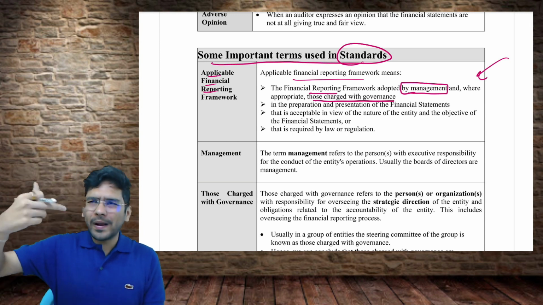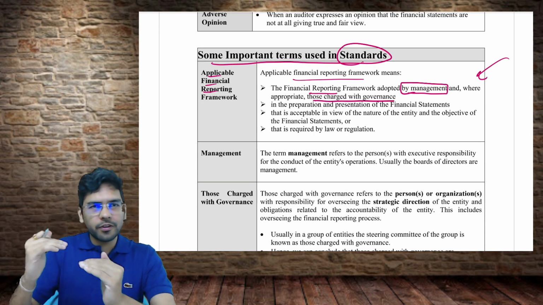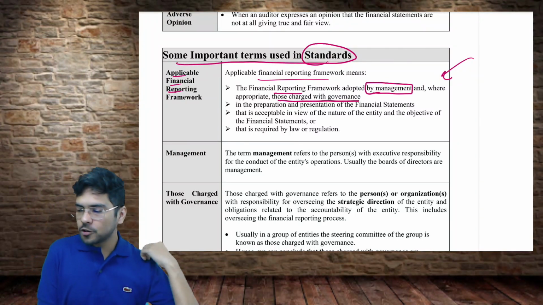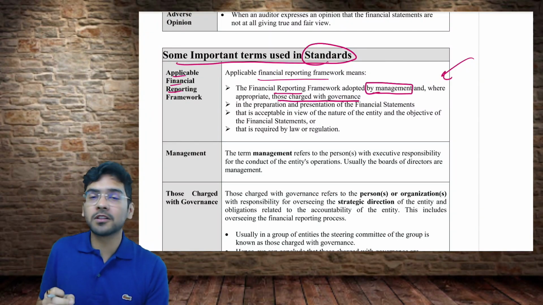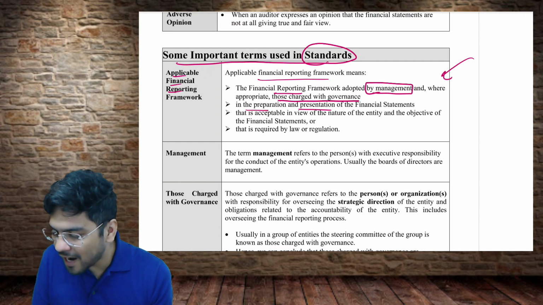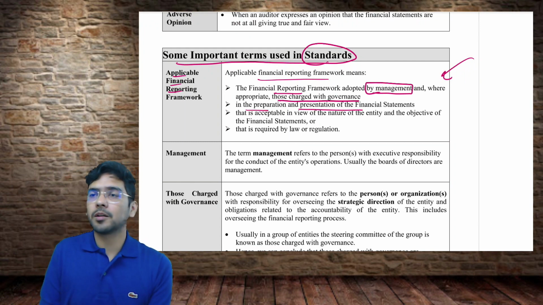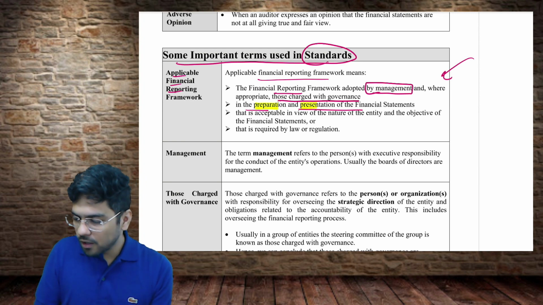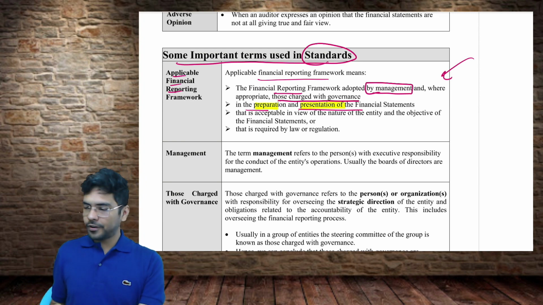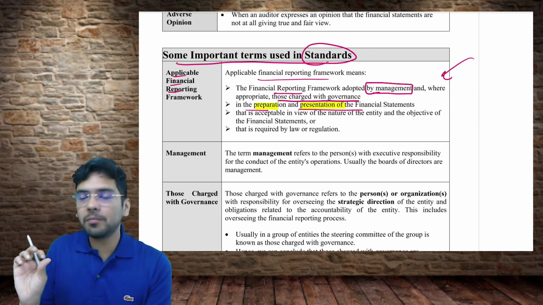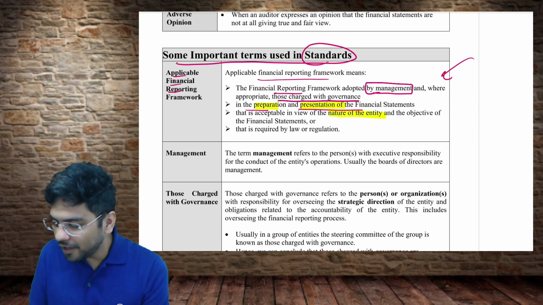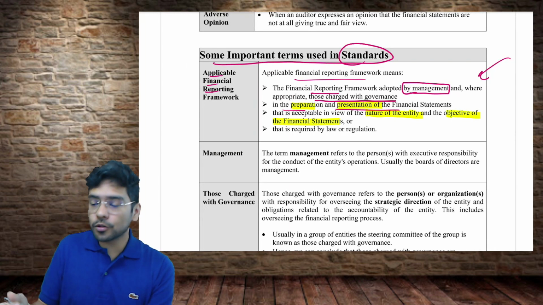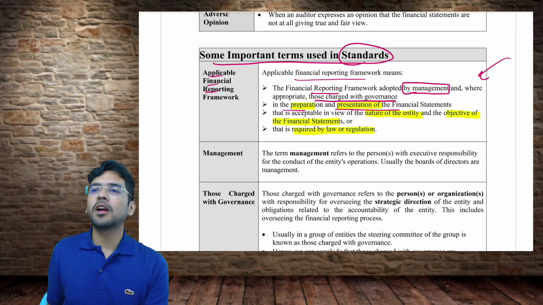So I'll just quickly discuss these two words also, but let us finish the definition first. It says financial reporting framework adopted by management and where appropriate, those charged with governance in the preparation and presentation of financial statement. Why will the management use this FRF? For the purpose of what? Preparation and presentation of financial statements. Okay, that is acceptable in view of the nature of the entity and the objective of the financial statements, or that is required by law or regulation.